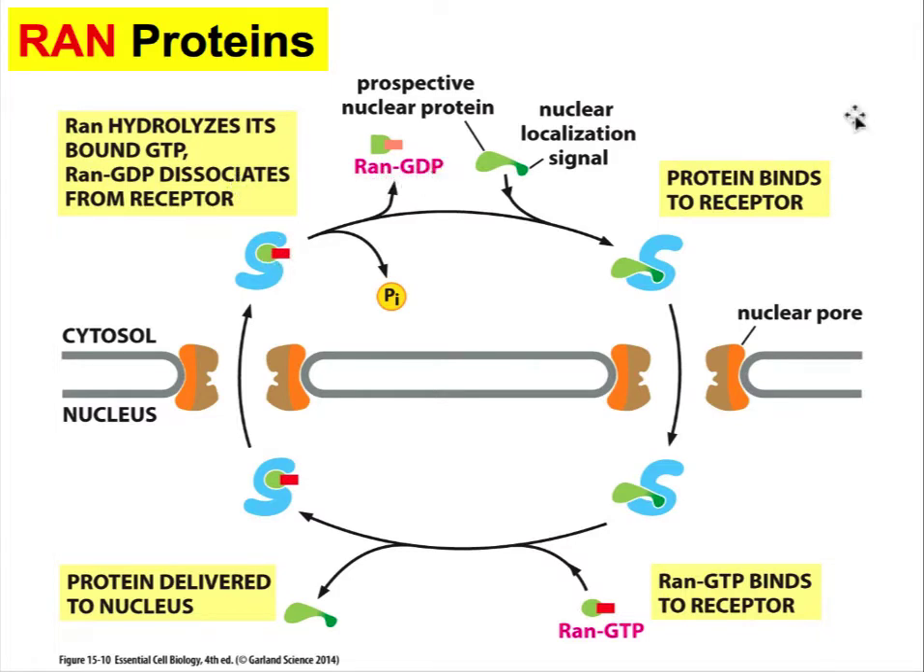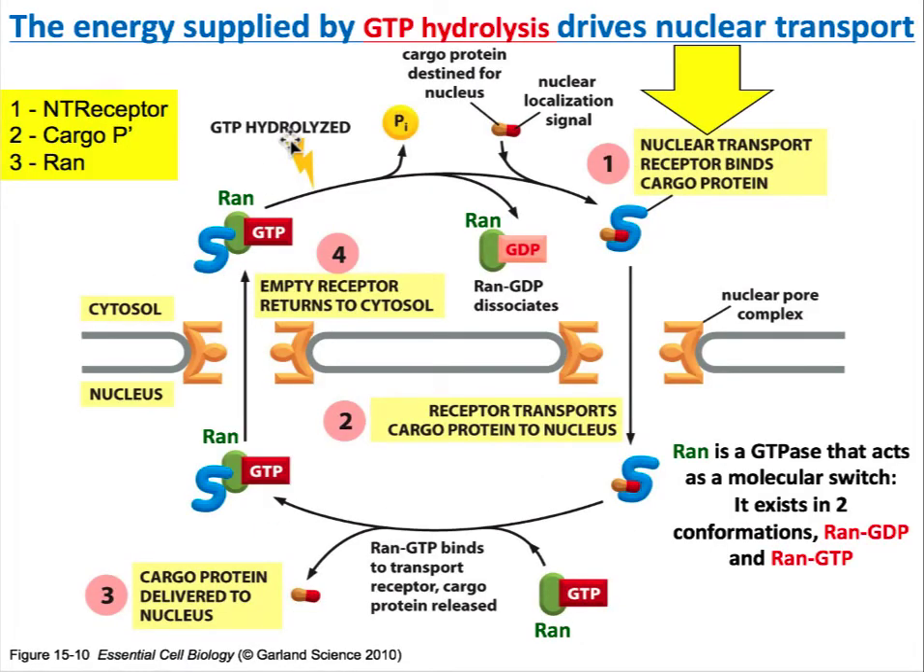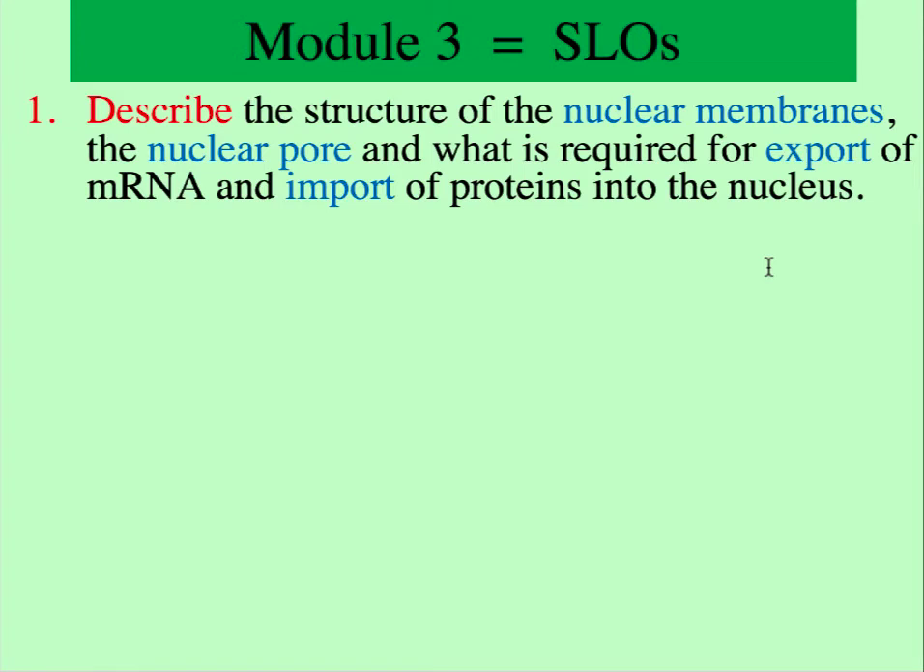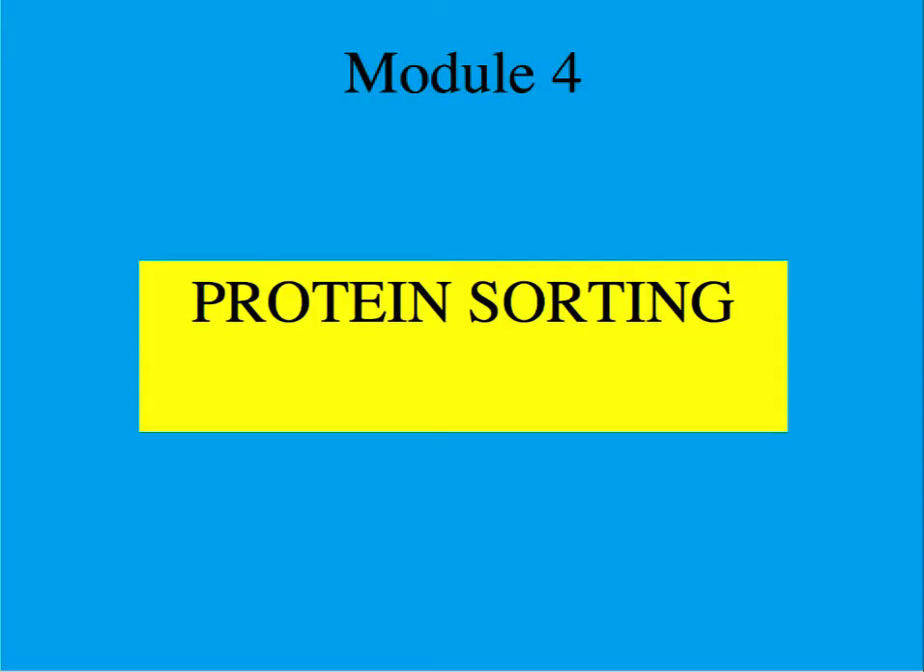And without this step and the use of energy, the cycling of these proteins would not be feasible. Here's a figure that's more annotated to show you exactly how the cycle proceeds. This concludes Module 3. So you should now be in a position to describe this learning outcome. So moving forward to Module 4.